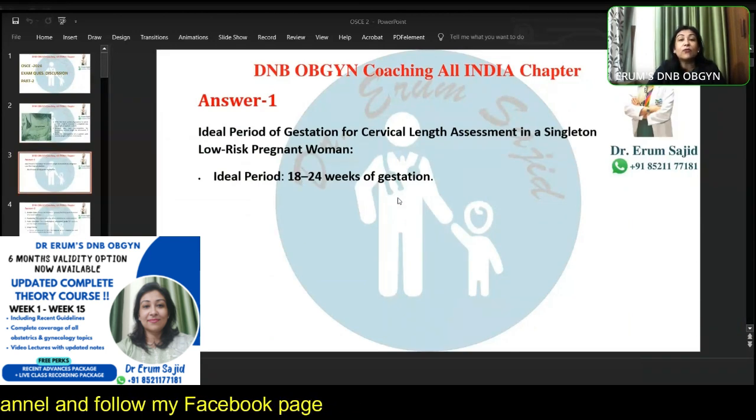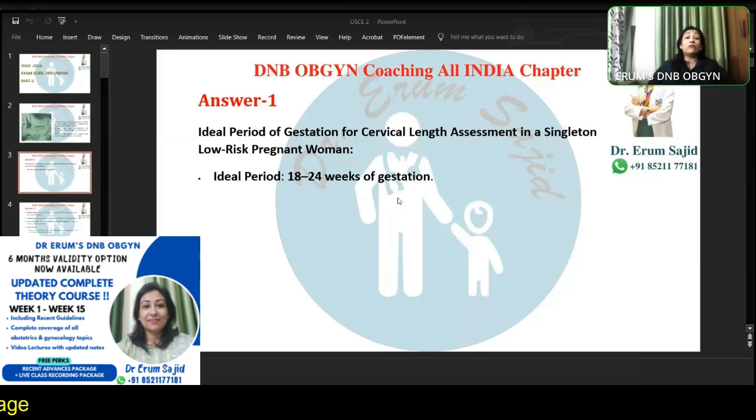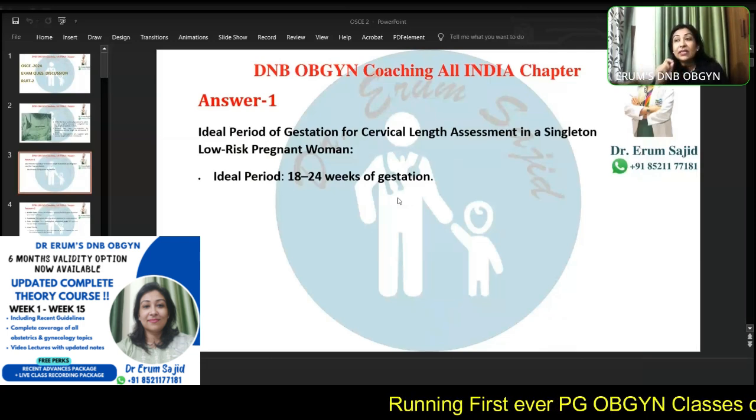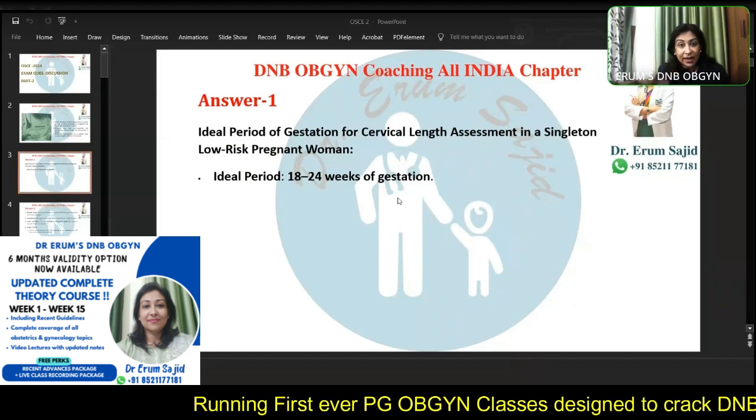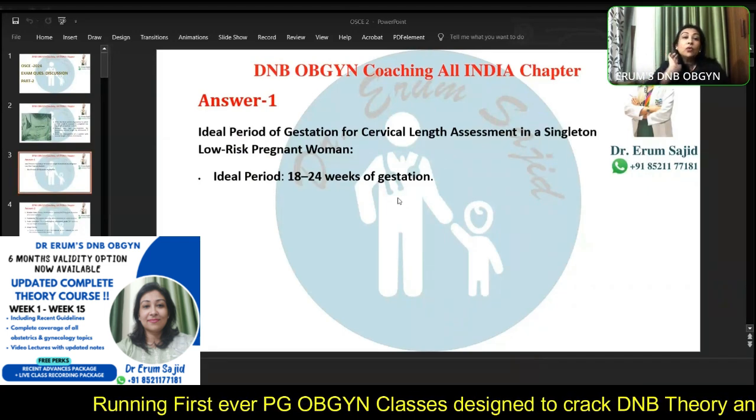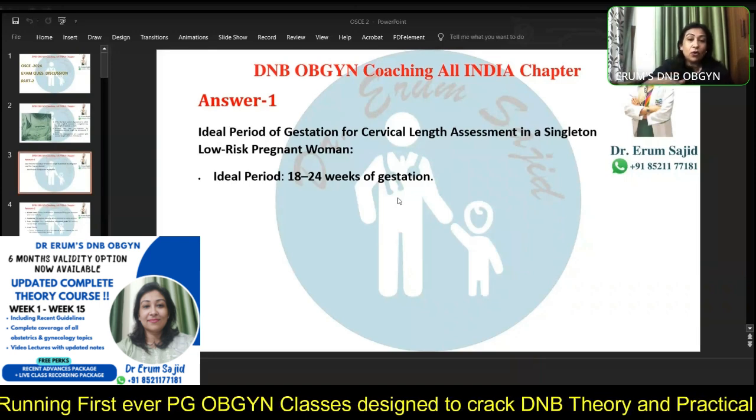Not 14 weeks. 14 weeks you'll only see for a patient who had a history of preterm births, recurrent pregnancy losses, previous history of LEEP, or in which you have a reason to scan or follow up the cervical length to give cervical cerclage at the right time. And usually you don't do that for a low-risk population.